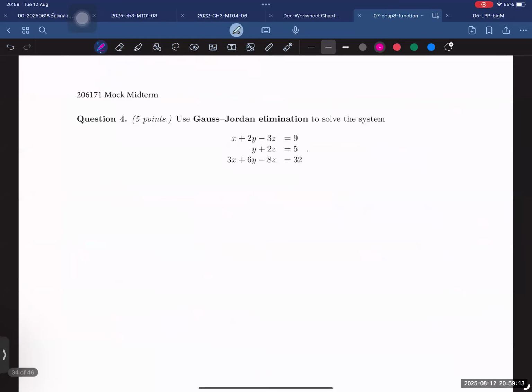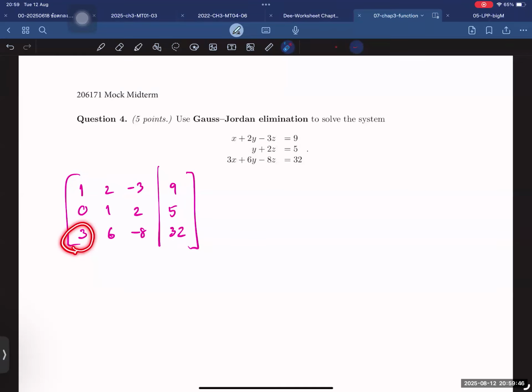All right, next one, use Gauss elimination to solve the system. So I think I will write down the augmented matrix and then you work it as homework. So from the first equation, we have 1, 2, minus 3, 9. Second one, we got 0, 1, 2, 5. And the next one, we have 3, 6, minus 8, 32. That's the augmented matrix.